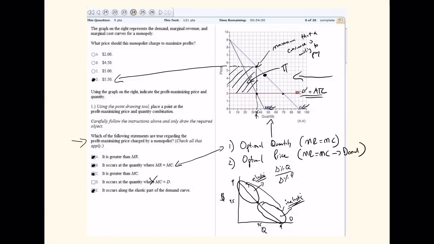So we've reviewed how to draw the picture of a profit maximizing firm for a monopoly. And until next time, it's been MBAs Teach Econ.